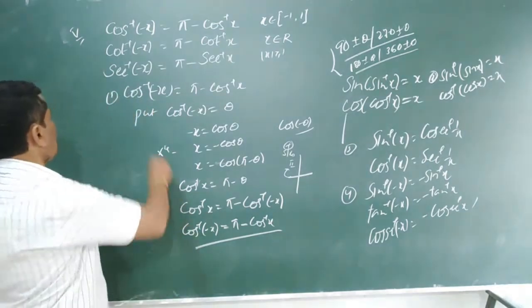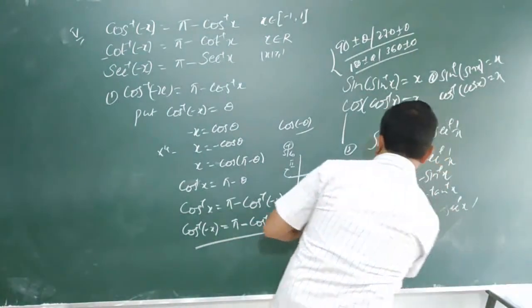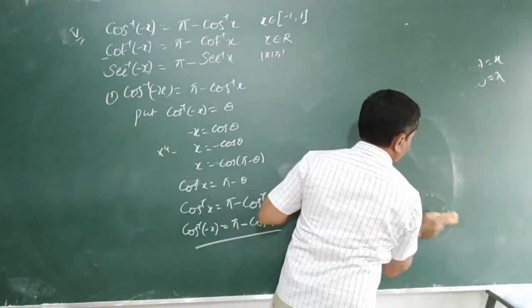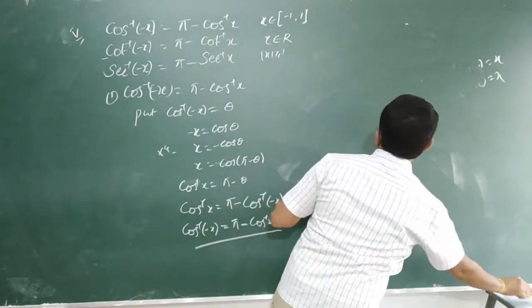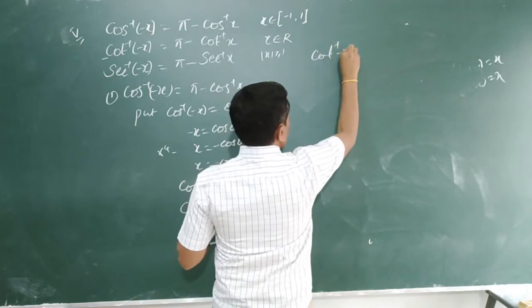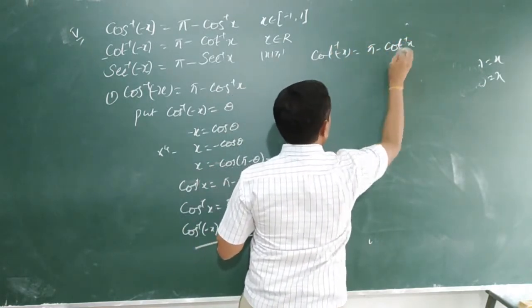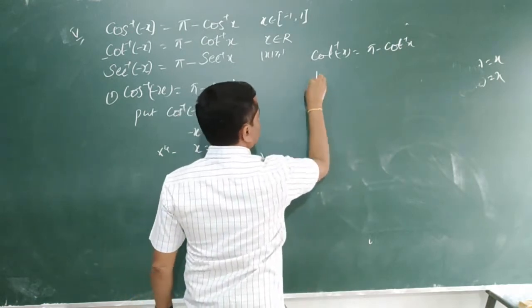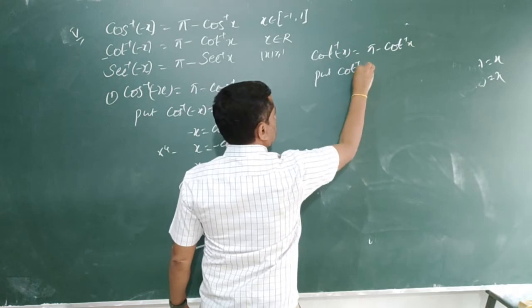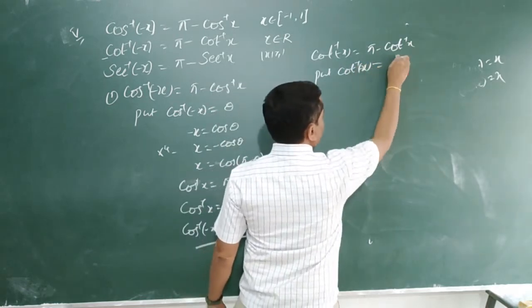Similarly, next we have cot inverse. So cot inverse of minus x is equal to pi minus cot inverse of x. To prove this, again put cot inverse of minus x equal to theta.